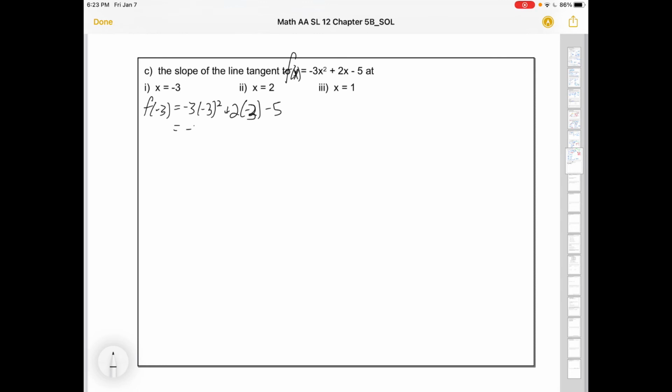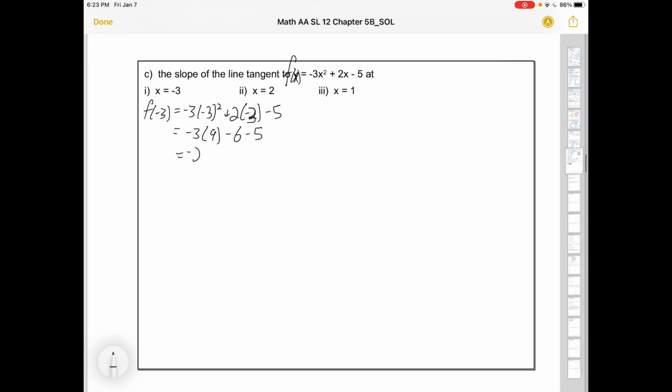Oh my gosh, I gotta tell you, this does not seem pleasant to me either. So if you're not enjoying this particular portion of it, you're not alone. Negative 38. And now I gotta figure out f of negative 3 plus h, which is even worse. So let's set this up: negative 3 plus h all squared plus 2 times negative 3 plus h minus 5.